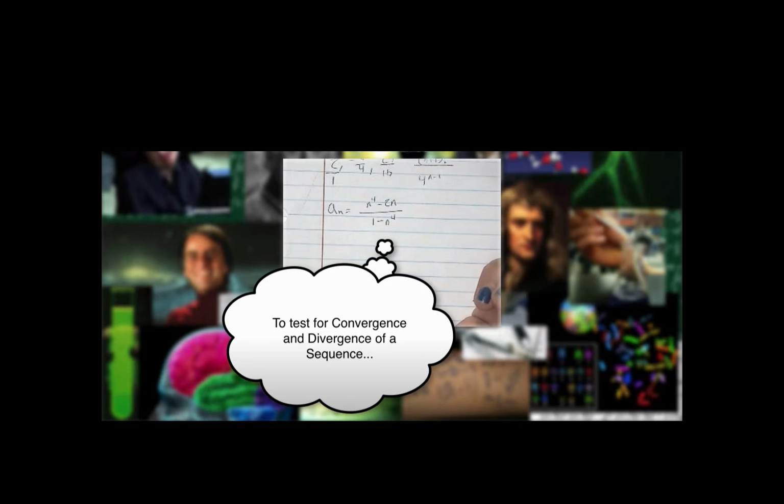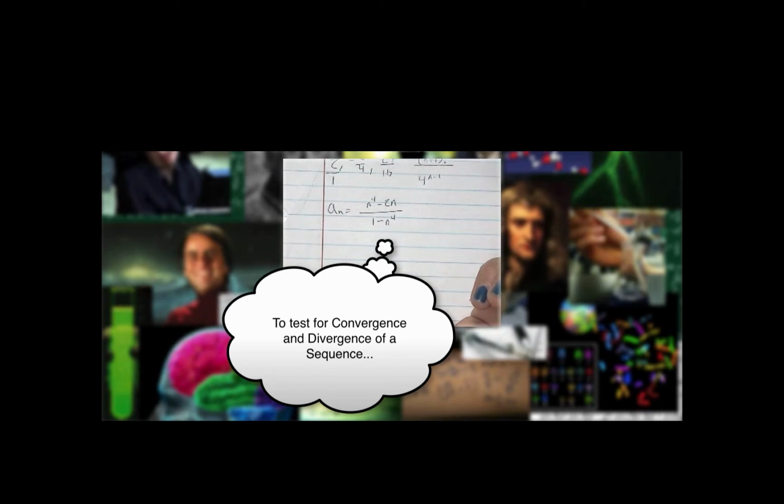Okay, let's start with sequences. We started with sequences. What I want you to do first is determine the convergence or divergence of a sub n equals n to the fourth minus 2n all over 1 minus n to the fourth. They're going to get more difficult. I'm going to start off easy, and then they'll get more difficult as we go along, okay?